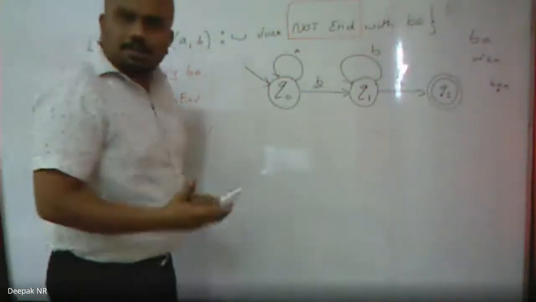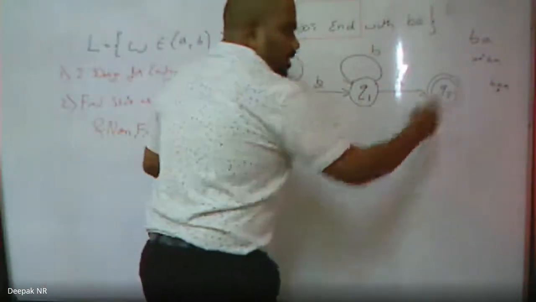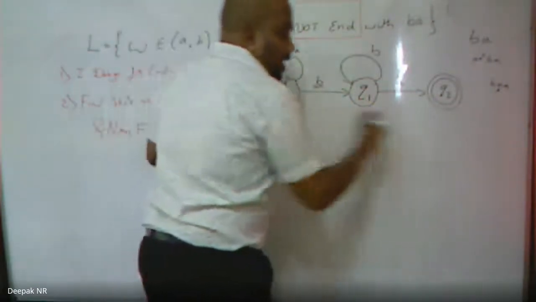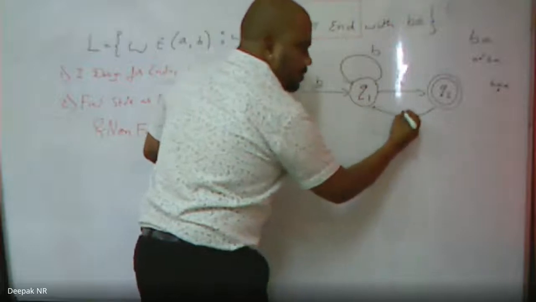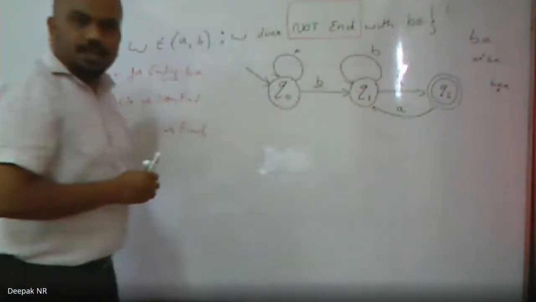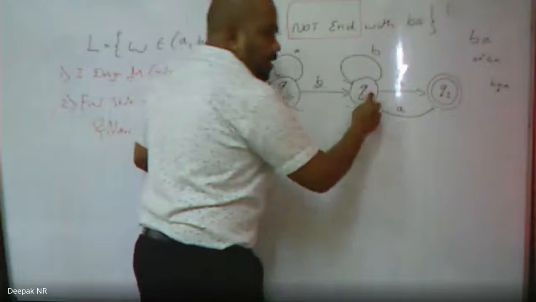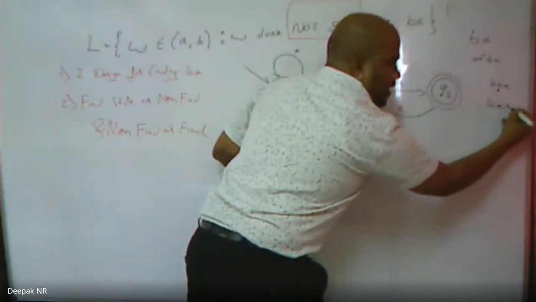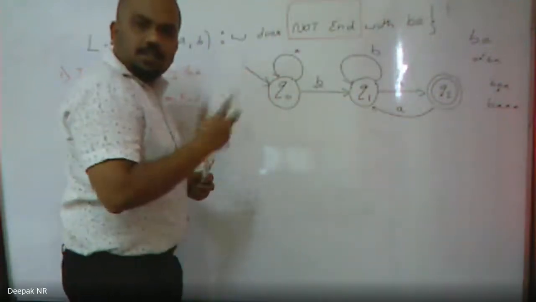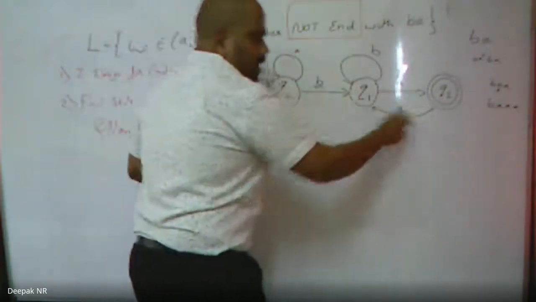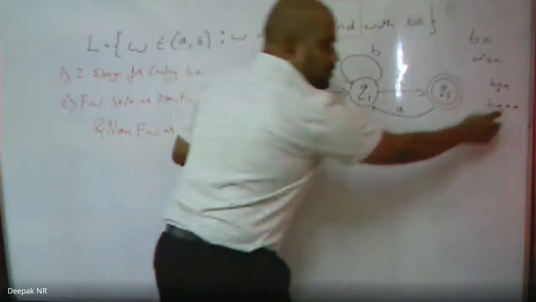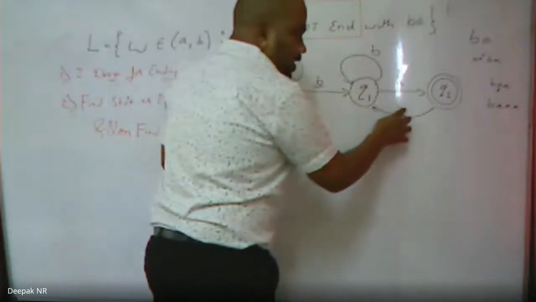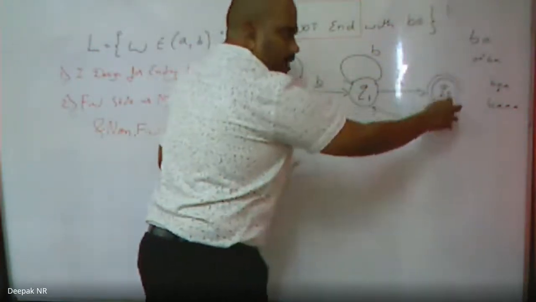Now I can never give a self loop. Can I send here or can I send here? If I send the value A over here, let me have a trace. B, A. I'll write a string and check whether it's going to a final state or not. B, A. I'm going to a final state, but my string is wrong. So I can never send here. Now, I can never send to Q1.